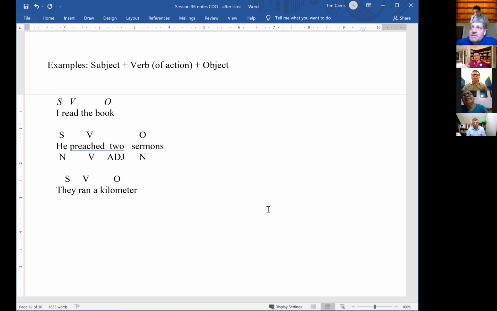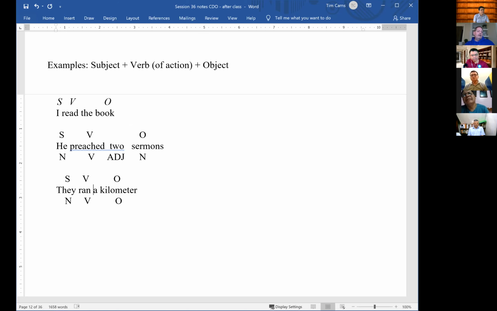Now, it doesn't sound like it's receiving the action, but in a sense it is, right? I know it's describing how far he went, but a kilometer here is a noun that is, in a sense, participating in the action. It's a thing, a unit of measure. It's a noun, and we can think of it in this sentence as an object, even though it's kind of a unique sort of object.